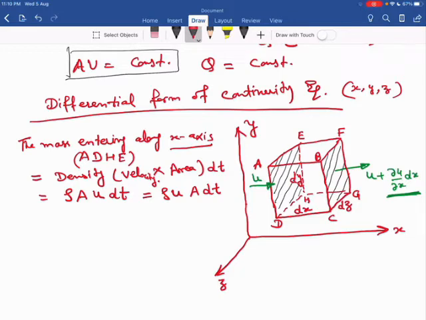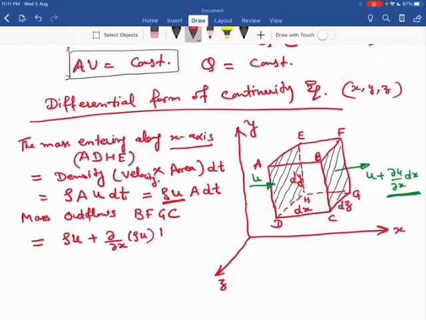Now similarly, you can write the mass outflow from face BFGC. When mass flows out, there is a change in the product rho U. Density changes as well as U changes, and this change takes place along the x direction. So there is some increment in rho U along x, which we write as rho U plus curly by curly x of rho U into dx, multiplied by area.